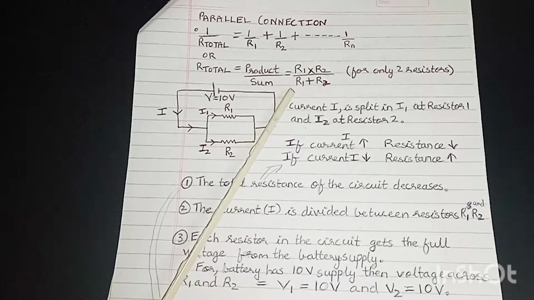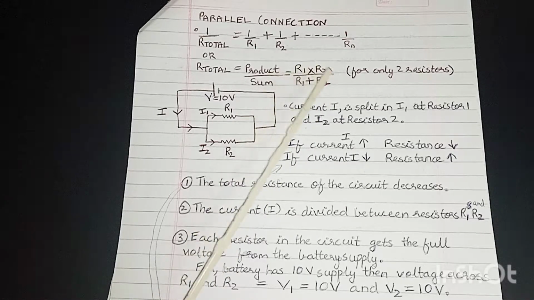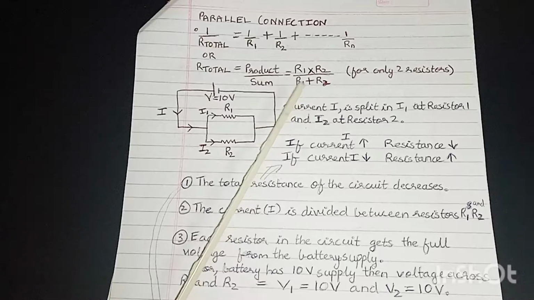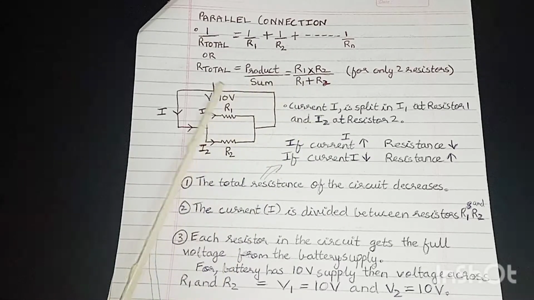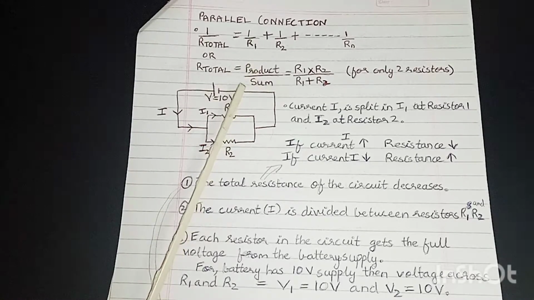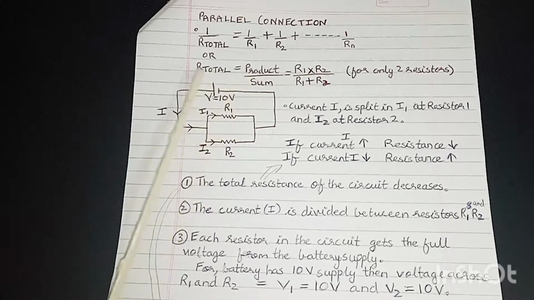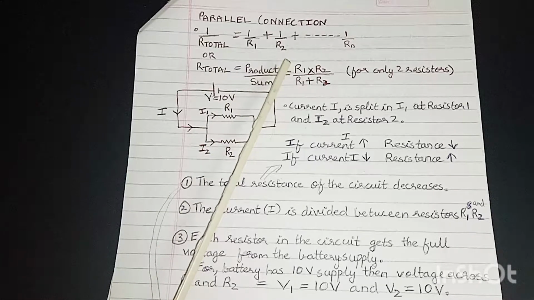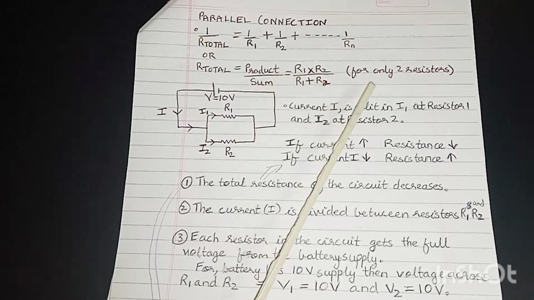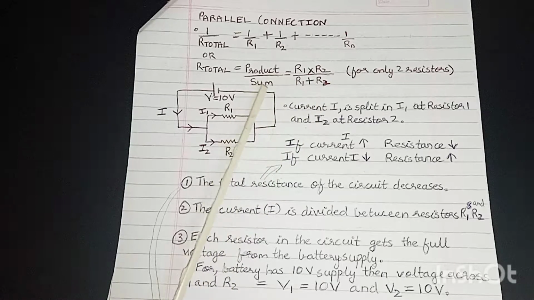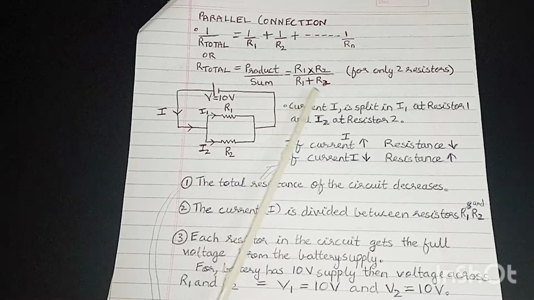If there are three resistors, then it would be R1 into R2 into R3 divided by R1 plus R2 plus R3. So this you have to remember. In a parallel circuit or parallel resistors, R total is equal to product divided by sum. Here we have taken two resistors, so R1 into R2 divided by the sum R1 plus R2.